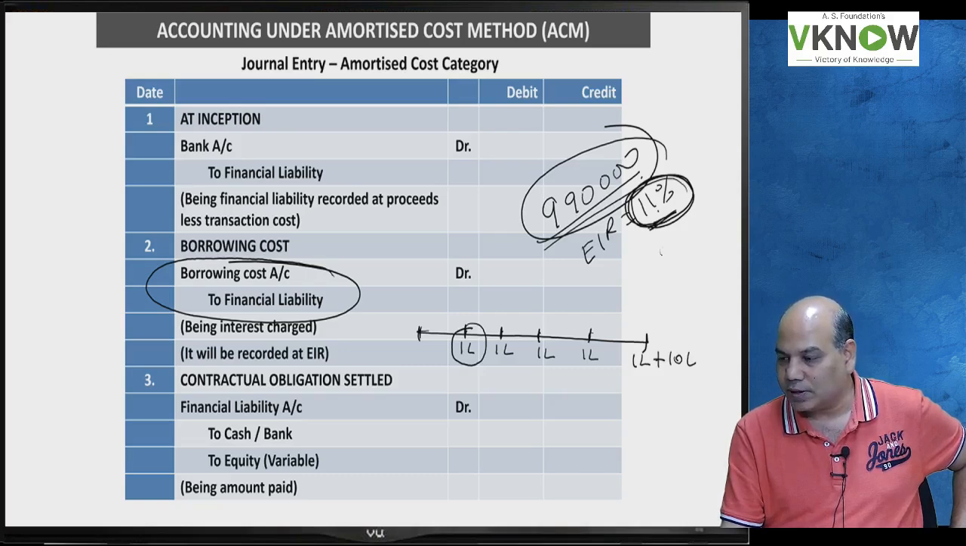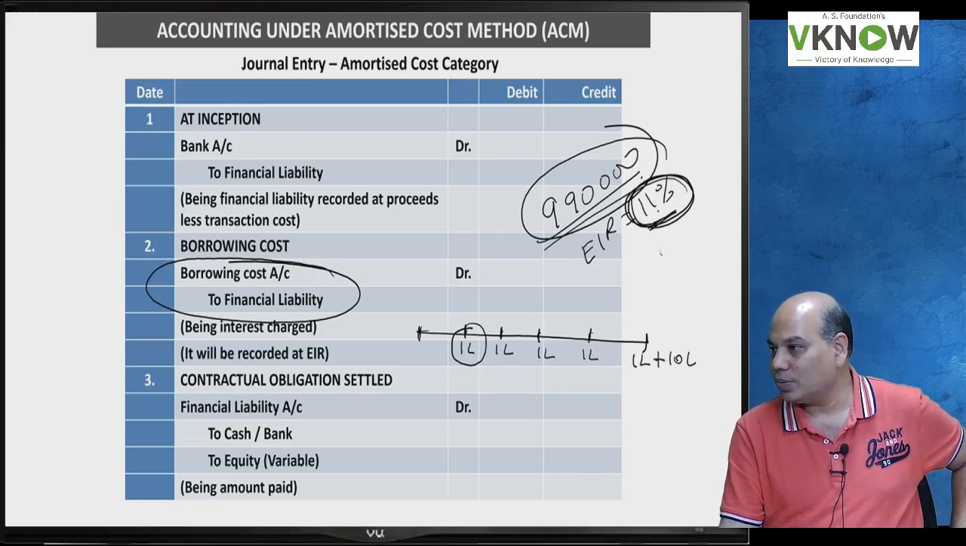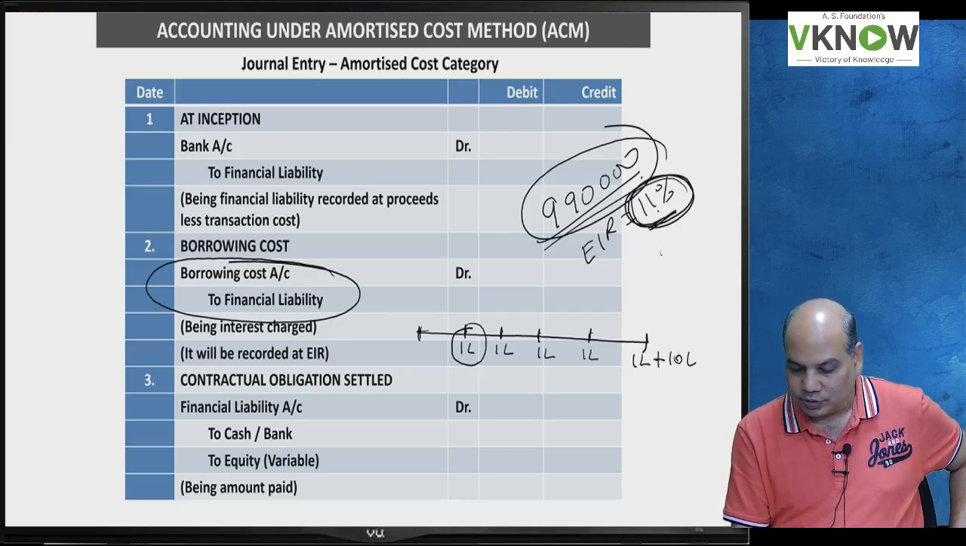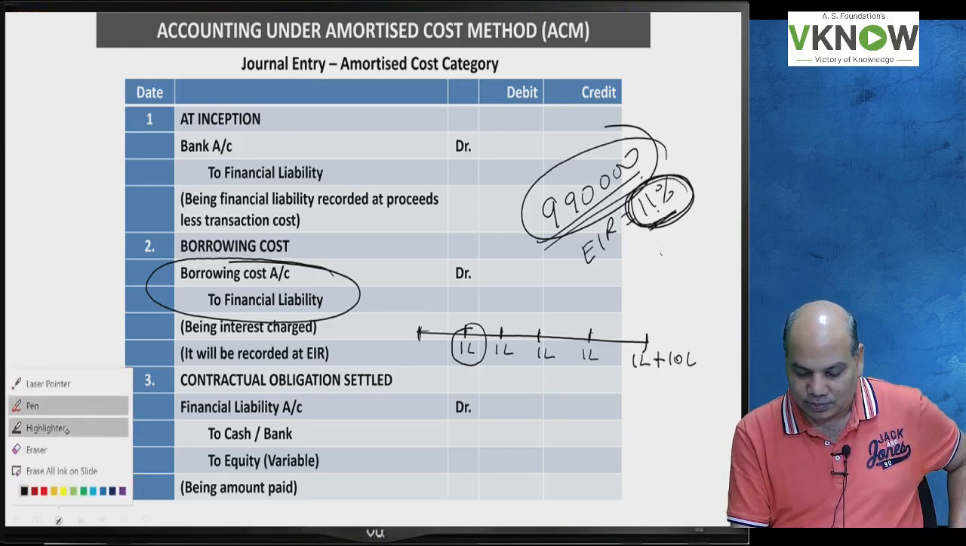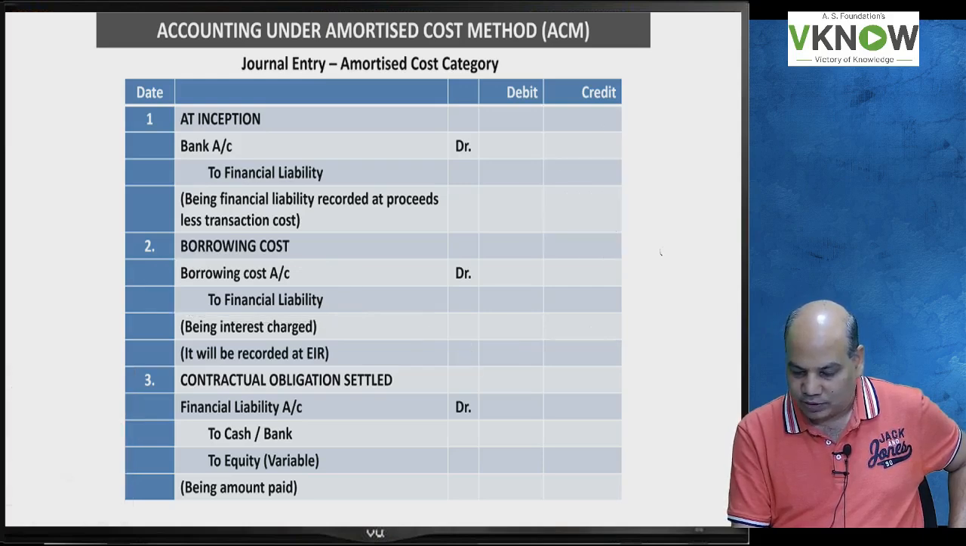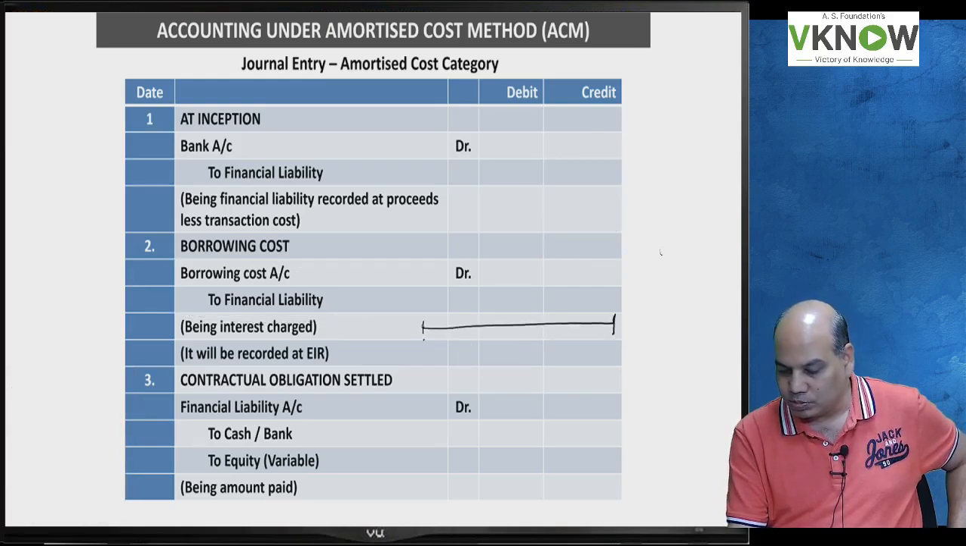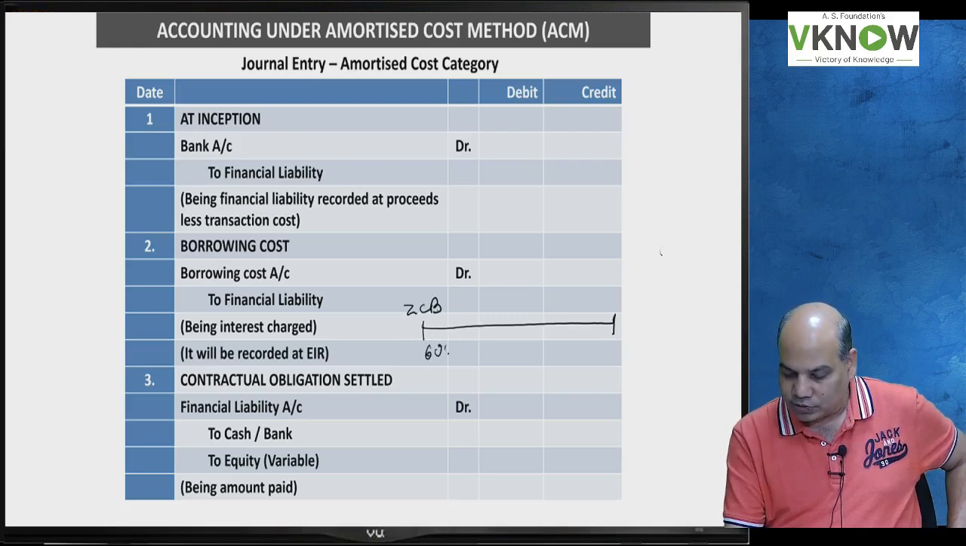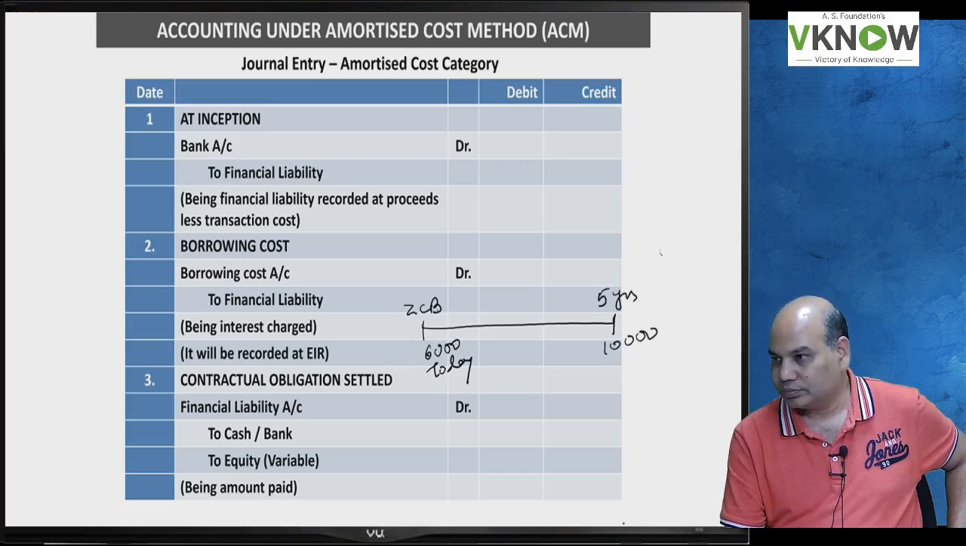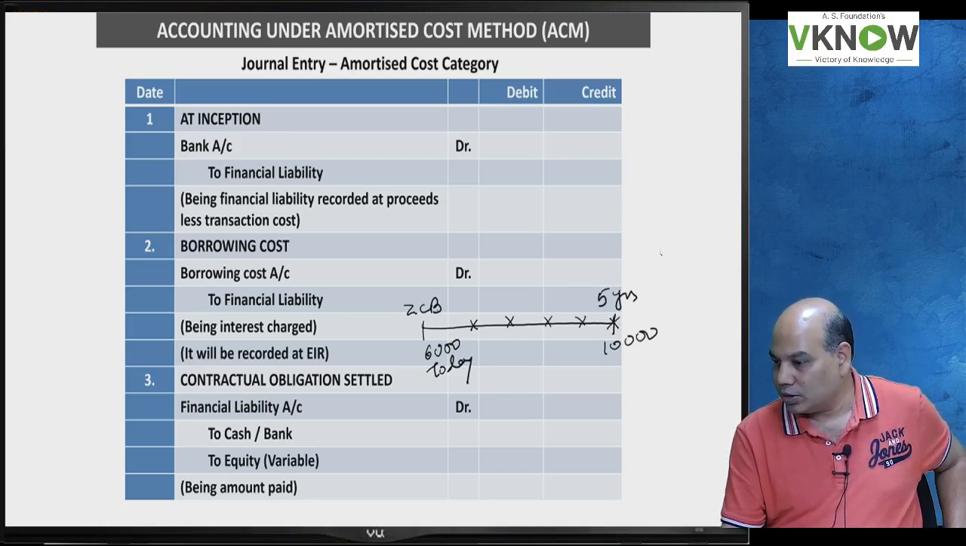Coupon is just a repayment of your promise to pay cash. That is not your cost. For example, I'll give you an extreme example so that you will be convinced. Suppose you have issued a zero coupon bond for 6,000 rupees today, and you have to pay after 5 years 10,000 rupees. You are not going to pay any interest over the next 5 years, only repayment.